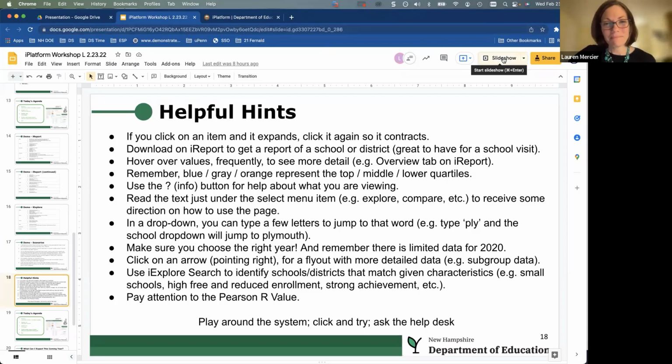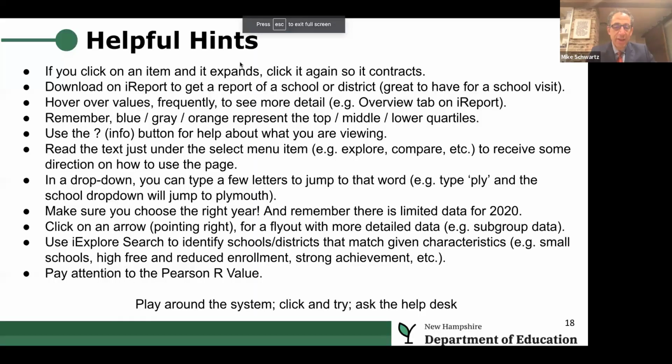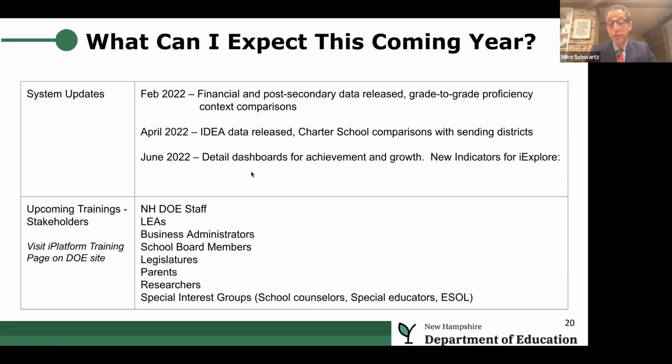Okay. So let me just share a couple of slides. And again, you've had access to this PowerPoint, but here are some hints. So you might want to read through these as you're going through things, like I mentioned around hovering, things like if you're in a drop down, you can type some letters and jump right to it. So take a look at these and remember to pay attention to that Pearson R value. You can Google Pearson R value and find out lots more about it.